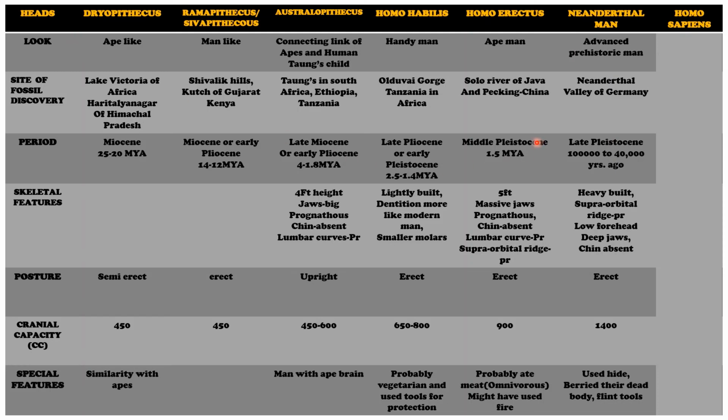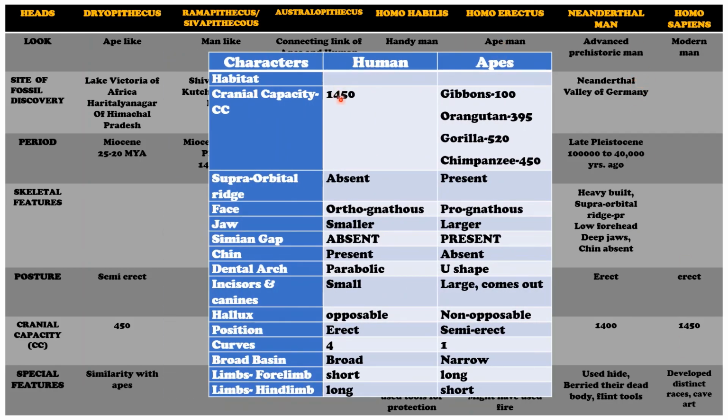Now students, from this Neanderthal man, different races were developed, that is Indian races, Chinese races, Mongolian, African, European, etc. Now different features were developed as compared to the previous ancestors, like the cranial capacity increased to 1450, then supra-orbital ridge was absent, then face became orthognathous, jaws became small, simian gap got reduced or absent, the chin was developed, dental arch became from U shape to parabolic, then incisors and canines became small, the hallux became opposable, which became a good tool for using the various instruments and all.